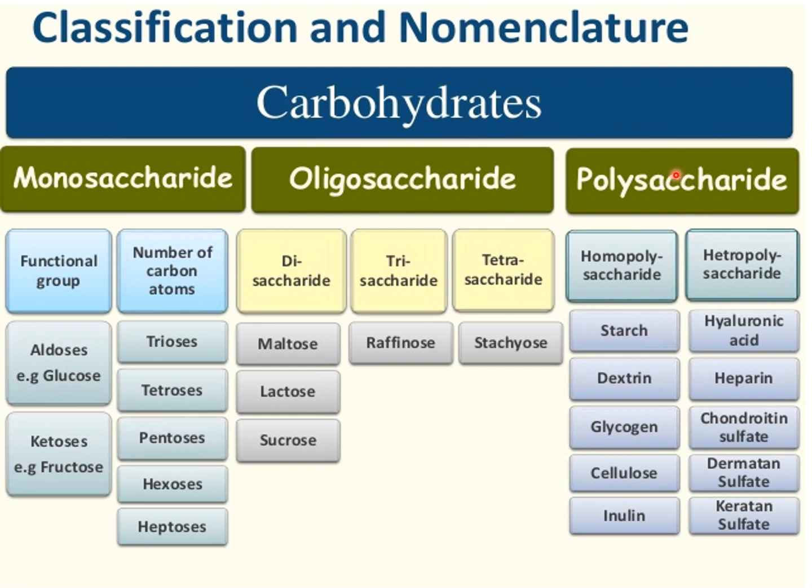Now, for another classification of the carbohydrates based on the number of carbon atoms, we have the trioses, which correspond to 3 carbon atoms. We have the tetroses, 4 carbon atoms. The pentoses, 5 carbon atoms. Hexoses have 6 carbon atoms, and the heptoses, we have 7 carbon atoms.